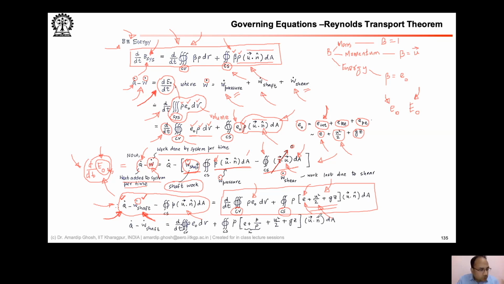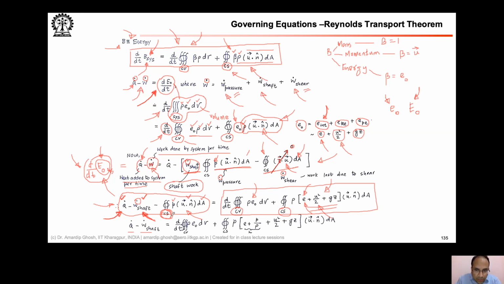Now comes a very important consideration. On the left hand side, we once again write q dot minus w dot shaft, but we bring this pressure work on the right hand side, and something very important happens. The pressure work involves integration of pressure times elemental area times the velocity component in the direction of the normal to that elemental area.